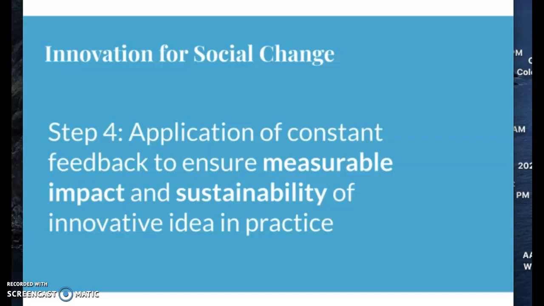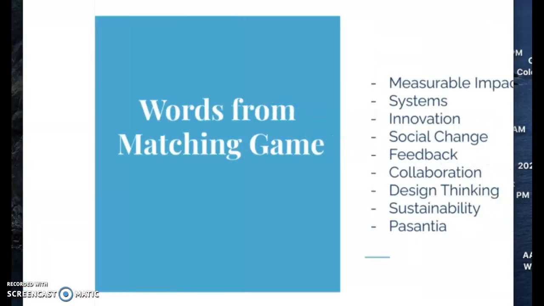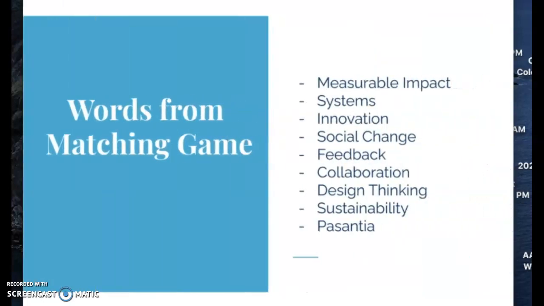And this is how this is different than the ISP, the Independent Study Project. Innovation for Social Change, as I'm explaining, is a 4-step process. You bring back the words from the matching game. So as a warm-up, you guys played this matching game. You had some time to look at some definitions, and hopefully through that game, thought about what each one of these words meant.